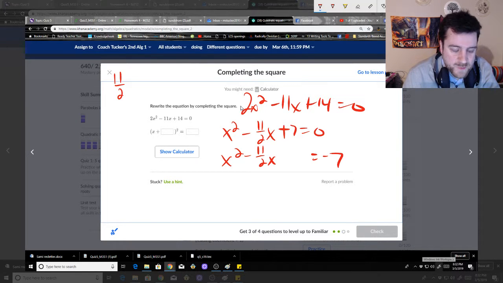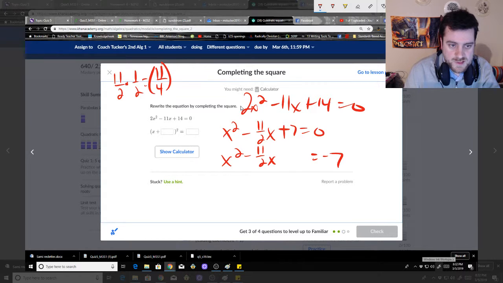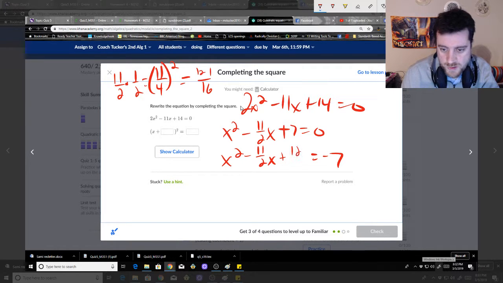So how do you take half of it? Well, dividing by a number is the same thing as multiplying by its reciprocal. And then square that. So this is just absolutely bonkers. This is 121 over 16. So we're going to add 121 over 16 to both sides. Okay? This is a perfect square.